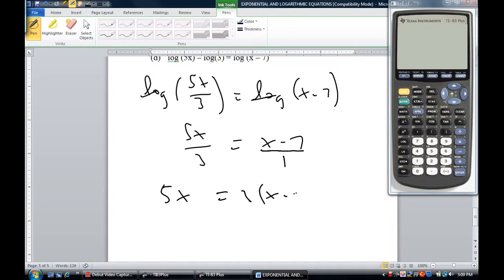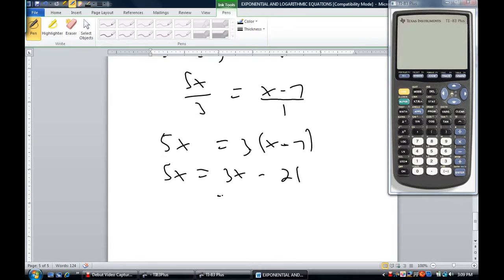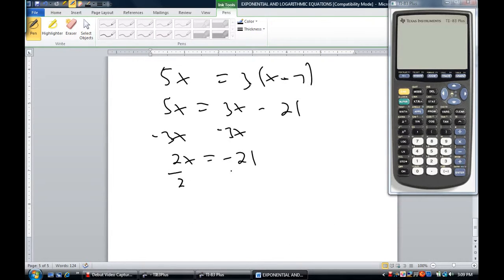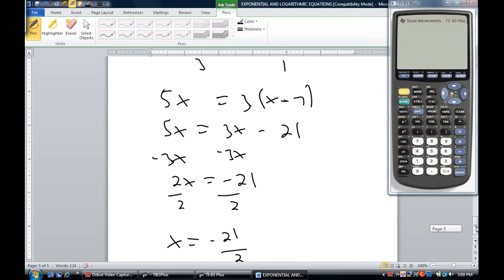I'm going to write it all out, not leaving out a single step. This may be the easiest approach. So we have 5x equals 3x, and 3 times 7 is -21, really. Subtract 3x. We get 2x equals -21. And divide both sides by 2. We get x equals -21 halves, or -10.5. Let's just use -21 halves. -21 halves is the final answer, we think.